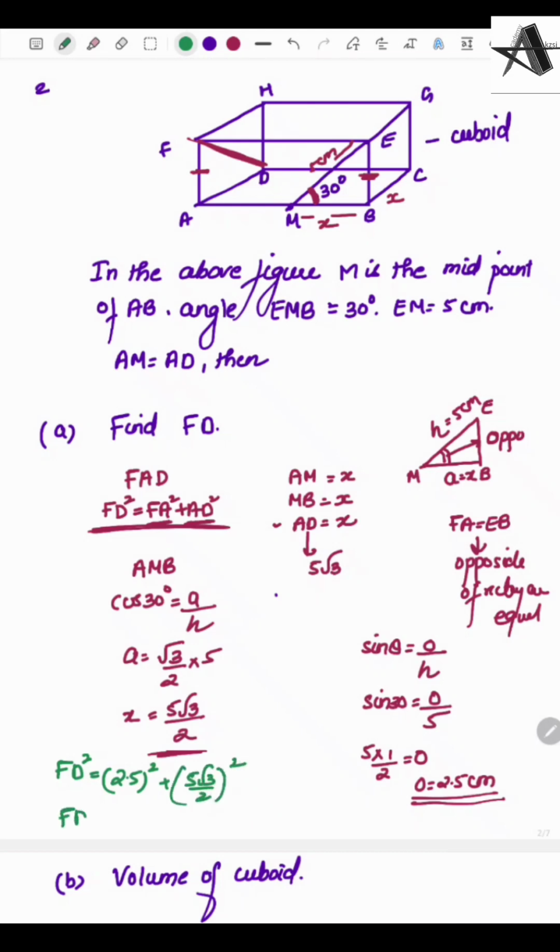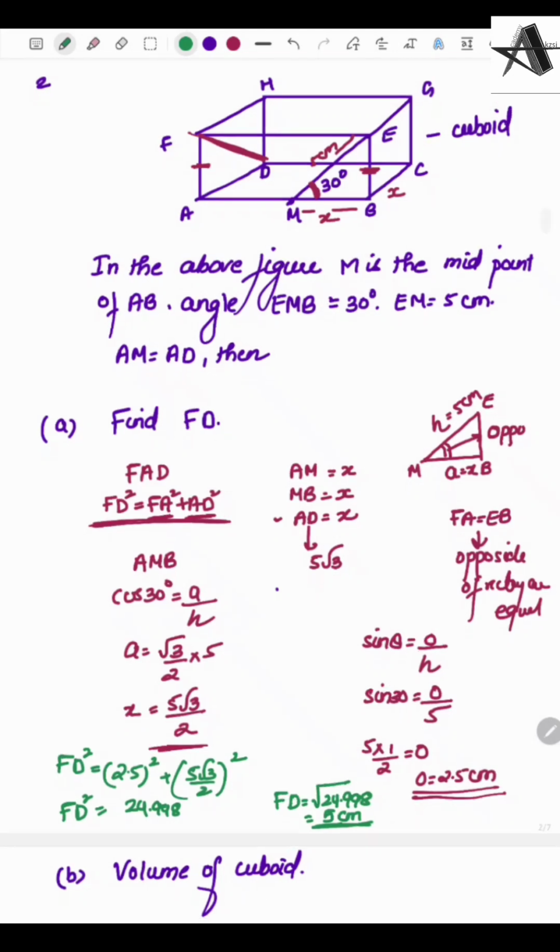So 5 root 3 over 2 whole squared. If I calculate this, this will be 24.998, and finally FD is root of 24.998, which will give you the answer as 4.999, but I'm just rounding it up to 5 centimeters. So this diagonal FD comes out to be 5 centimeters.